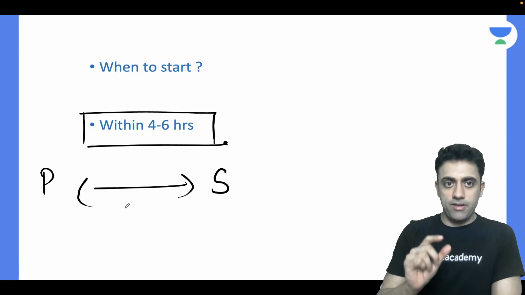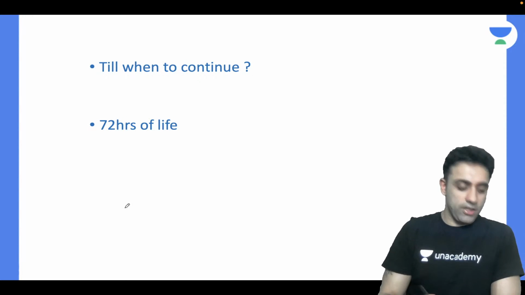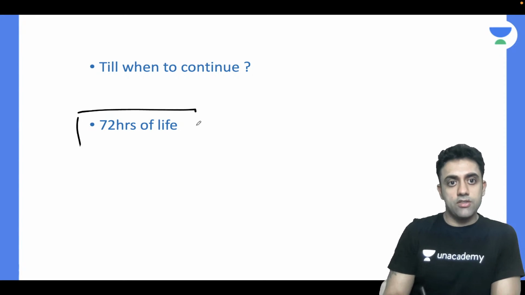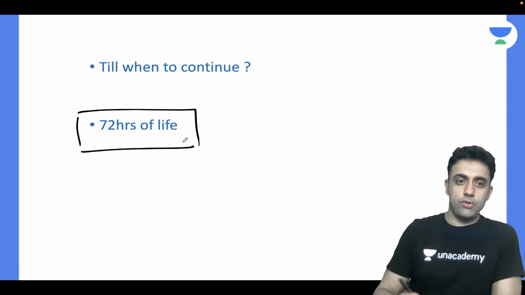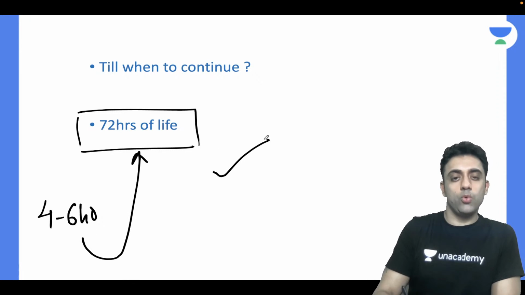So I will keep the baby within 4 to 6 hours. I have to start therapeutic hypothermia. Until when to continue? Very good. Who has told this answer? Very good, Isha Srivastav, you rock. So till when to continue? Till 72 hours of life. So you start within 4 to 6 hours of life and you go till 72 hours of life.